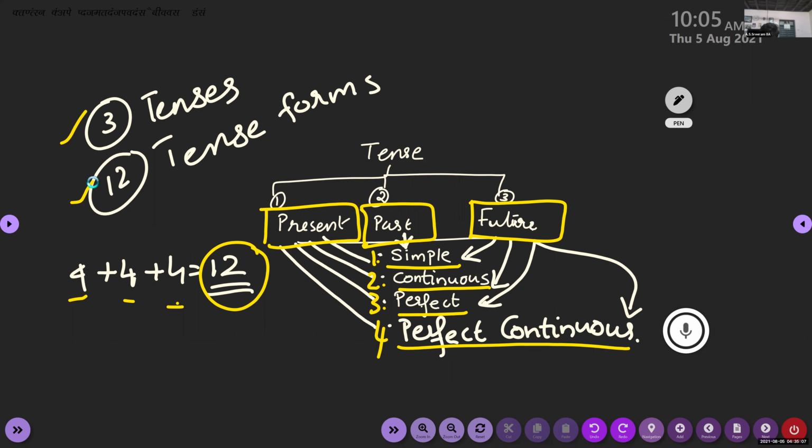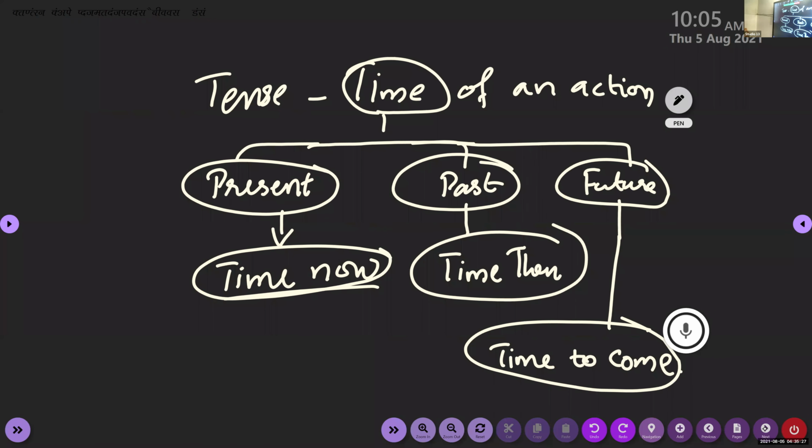So 3 tenses, 12 tense forms. There are 3 tenses: present tense, past tense, and future tense. There are 4 forms under the tenses: simple, continuous, perfect, and perfect continuous form. So 4 plus 4 plus 4 is equal to 12 tense forms. Clear? And this is a familiar topic for you.